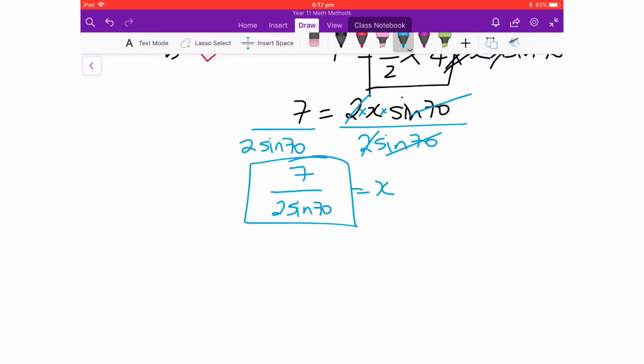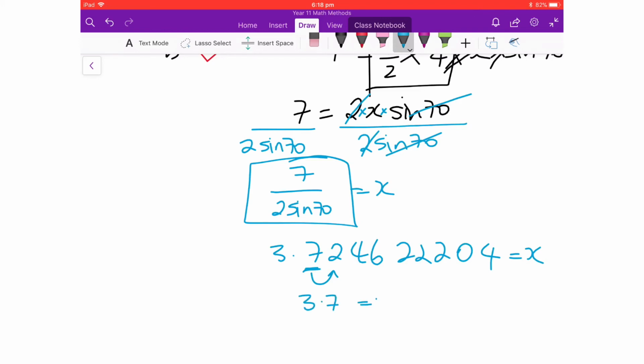My answer is going to be equal to 3.724622204. Now, that's a big number, so let's round. We're going to round to one decimal place. Rounding is essential for this course. It's so important generally, and I'm still getting people who struggle to round, so this is a really important lesson. If you want to round to the first decimal place, you look at the digit next door to it and check whether it's higher or lower than 5. In this case, it's lower, so you keep it the same. So I keep it as 3.7 equals X.